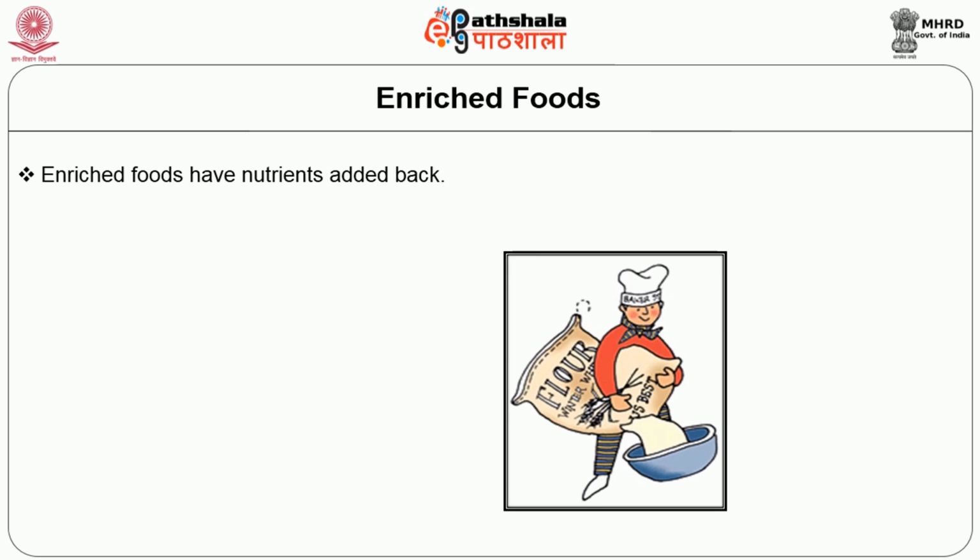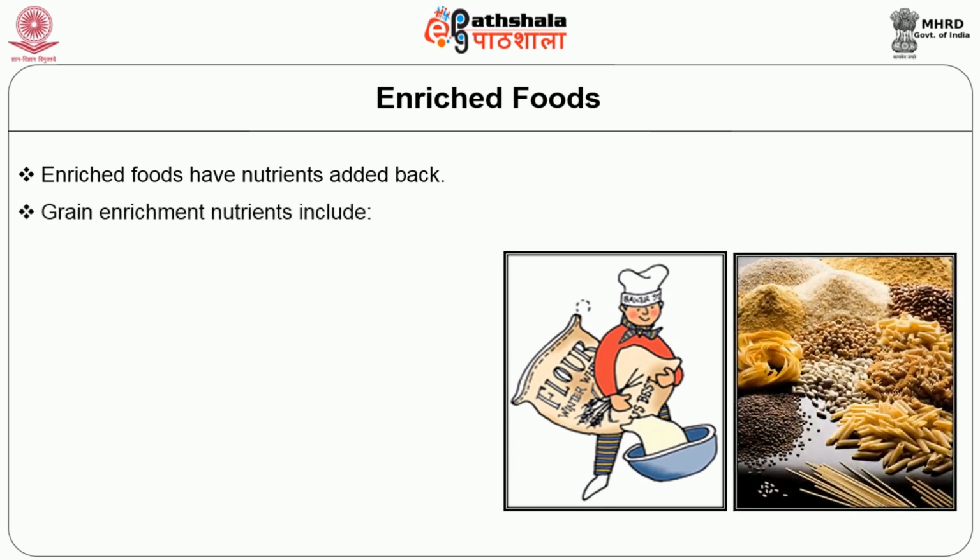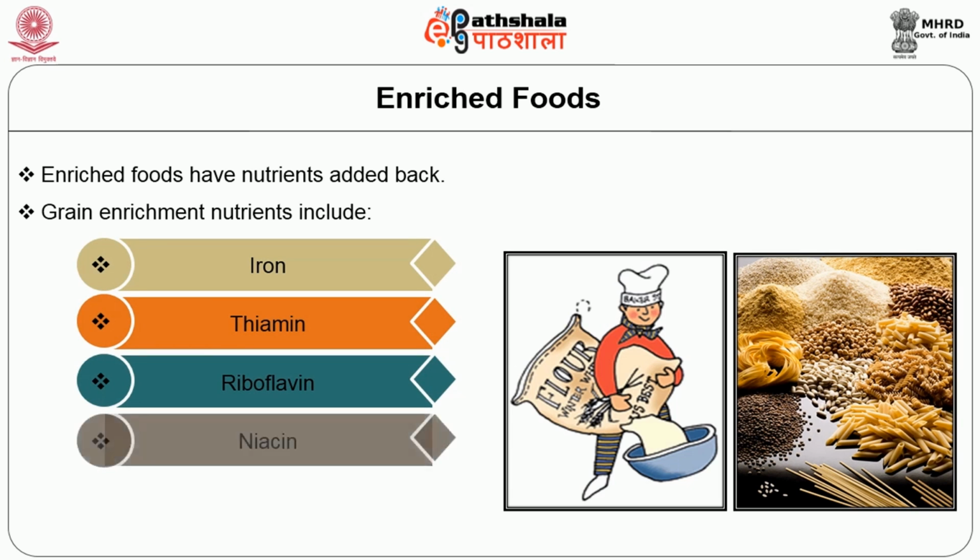Now I am entering into the enriched foods. Enriched foods have nutrients added back. Grain enrichment nutrients include iron, thiamine, riboflavin, niacin, folate. These can be added to the ingredient. For example, you take a flour. A flour can be enriched with iron, or salt can be enriched with iron or iodine for that matter. So like that, now even the whole grains are sprinkled with a particular nutrient.